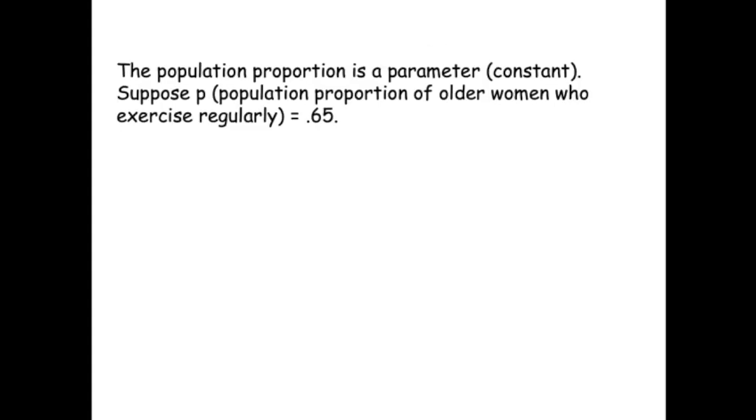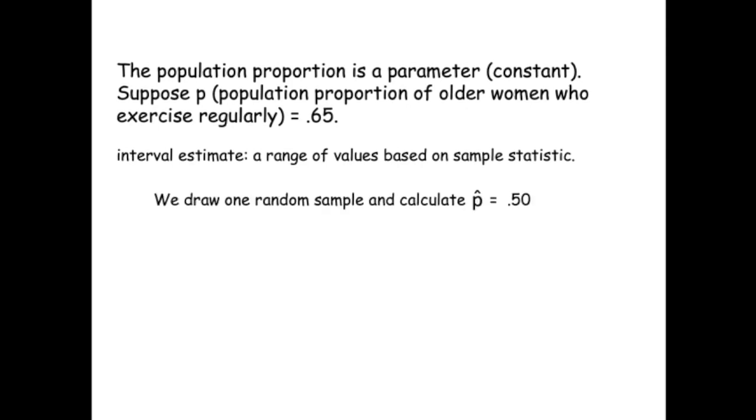Here's an illustration. The sample proportion p hat is a variable, but the population parameter is a constant. Let's assume that we know that the proportion of older women who exercise regularly is 0.65. The interval estimate is created from the sample statistic. Suppose we collect data from one sample and get a value for p hat of 0.5. The interval estimate is 0.4 to 0.6. 0.65 is not in this interval, so the probability that the interval contains p is 0.